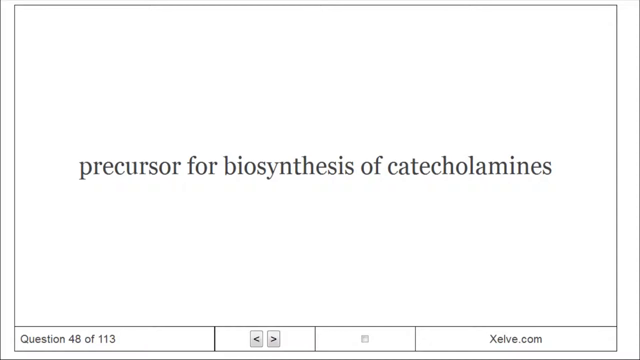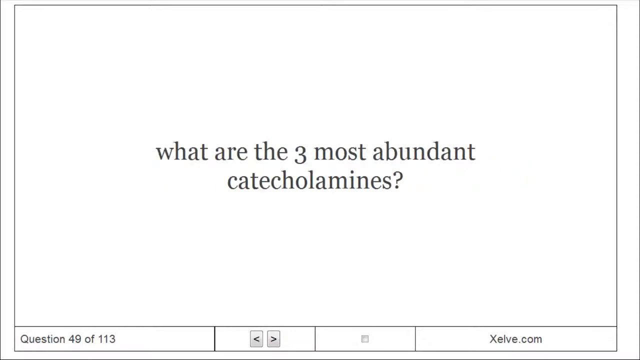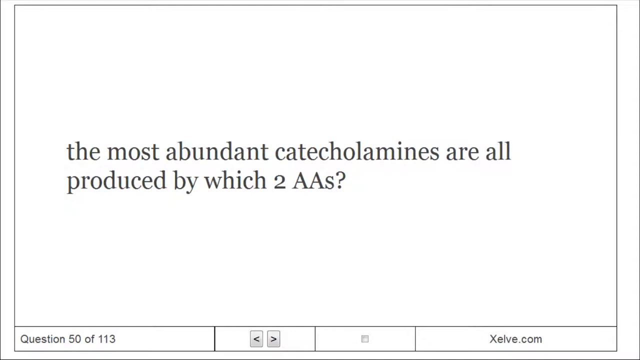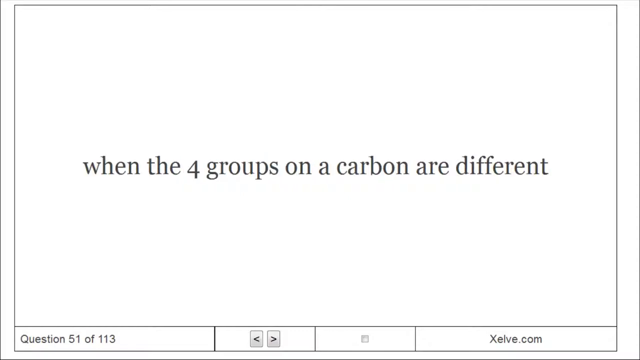Precursor for biosynthesis of catecholamines: L-DOPA. What are the 3 most abundant catecholamines? Epinephrine, norepinephrine, dopamine. The most abundant catecholamines are all produced by which two AAs? Phenylalanine and tyrosine.